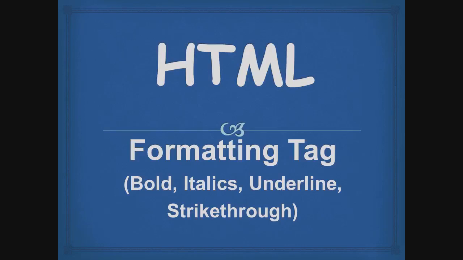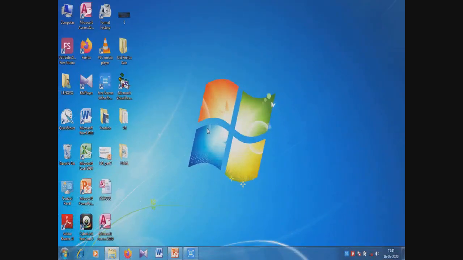Today I am going to discuss the formatting tags in HTML. These tags are used to give formatting effects to the text in a web page. In this video, I will discuss four important formatting tags: bold, italics, underline and strike through. So let's see how to design it.